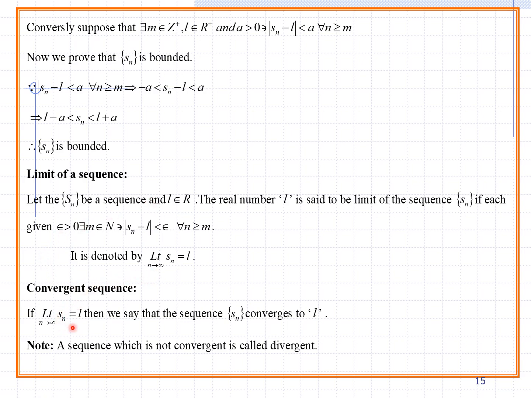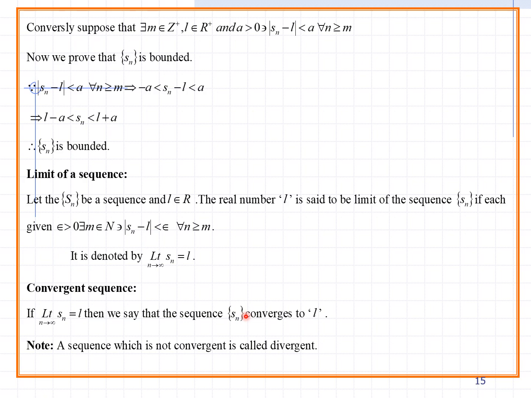So if limit n tends to infinity Sn equal to L, then we say that the sequence Sn converges to L. So the limit of a sequence and the convergence of a sequence are similar. Why? Because once you substitute n tends to infinity, n is replaced by infinity, you get a finite value. Once you get the finite value, automatically the limit exists. So once it exists, it is called a convergent sequence.